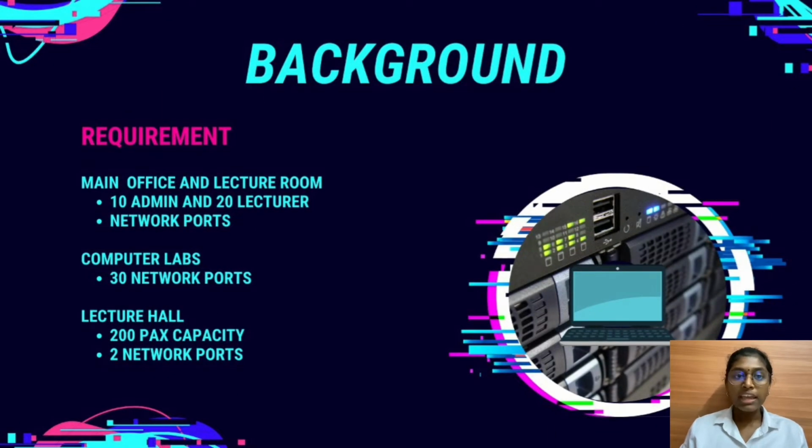Background. Each building consists of its own type of system requirement. The first main office and lecture room is used for 10 admins and 20 lecturers for network ports to be connected to the core network. Each of the computer labs contains 30 network ports connected to the core network, while the 2 remaining lecture halls seat a maximum of 200 people and have 2 ports connected to the core network, which is used for the lecturer's laptop or PC.